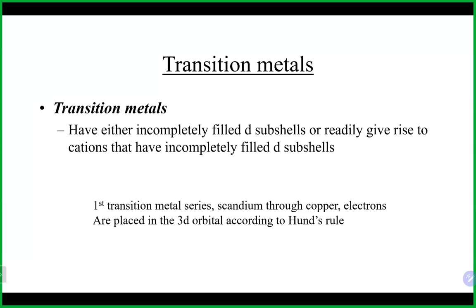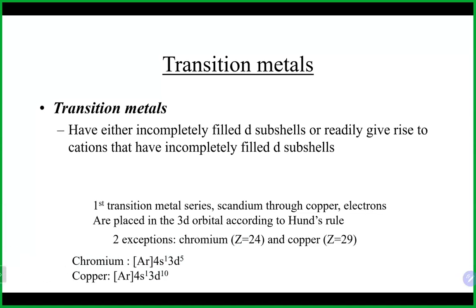Now, let's talk a little bit about transition metals. Transition metals are between group 2 and group 3 on the periodic table, and they have incompletely filled d subshells, or give rise to incompletely filled d subshells. There are two exceptions. There's really more than two, but there are two that you're typically responsible to know in terms of normal electron configuration. Those are chromium, which is number 24, which has 24 electrons, and copper, which is 29.